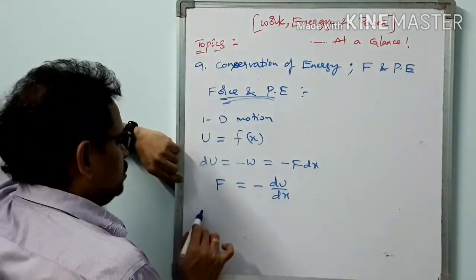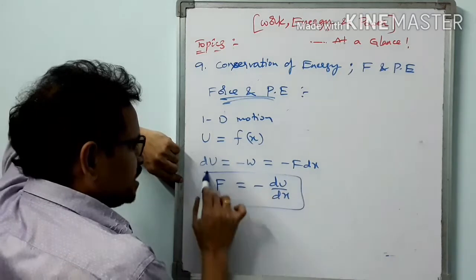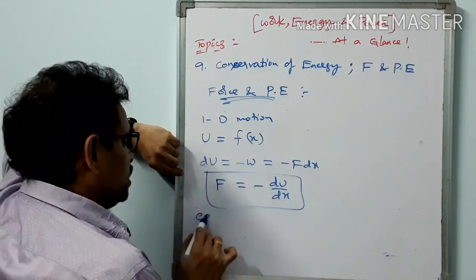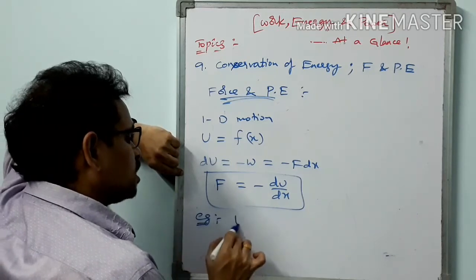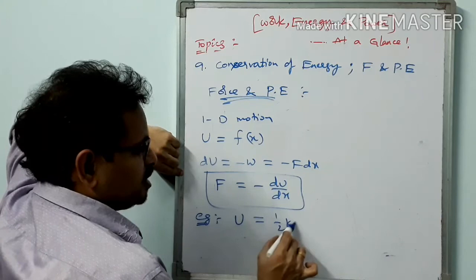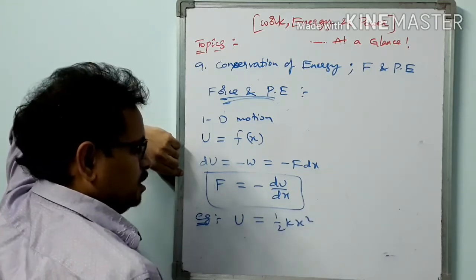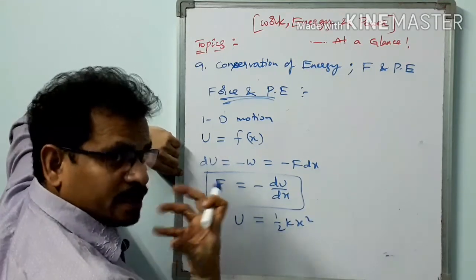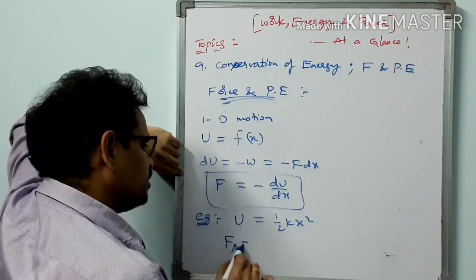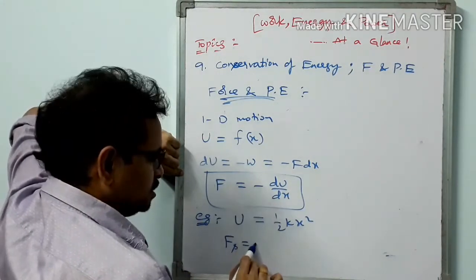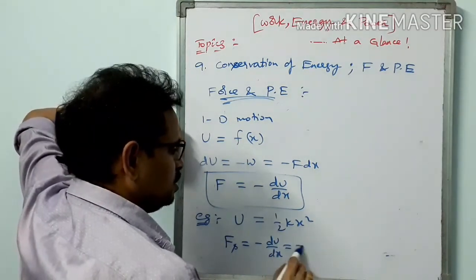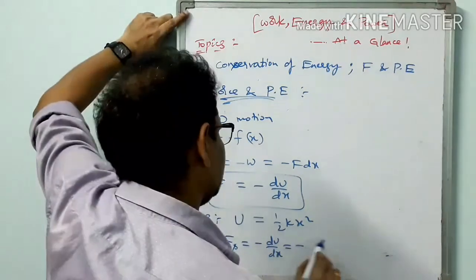So using this expression we can find this force here. For example, what is the potential energy of a spring here? The potential energy of a spring is equal to half k x square. Now what is the spring force? Let us find the spring force using this one. So the spring force Fs equals, from this expression, minus dU by dx, that equals minus of, what is dU by dx here?